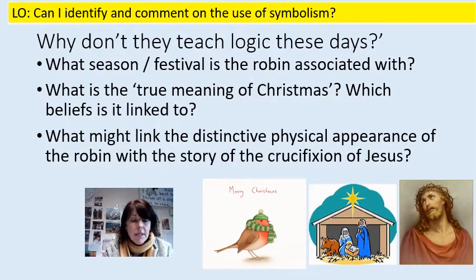So just to think about these questions then, what season or festival is the robin associated with? Obviously Christmas. What is the true meaning of Christmas, which beliefs is it linked to? And obviously, it's not about the presents, it's the birth of Christ. And then if we fast forward a little bit in Christ's life, the robin becomes linked to Christ at the moment of his crucifixion. Okay, so can you start thinking about what it might be in terms of the physical appearance of the robin that might link to the story of Jesus's crucifixion?